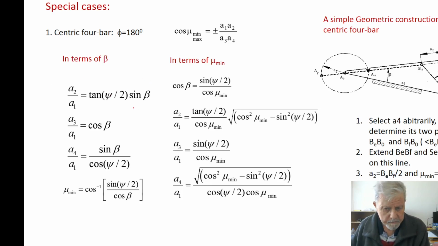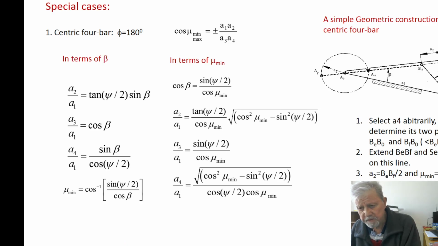in terms of mu min, these are the values for the transmission angle. It's for the link lengths. This is cosine beta. You can define the transmission angle and determine the link lengths. A very simple geometric construction for centric 4-bar is very easy.